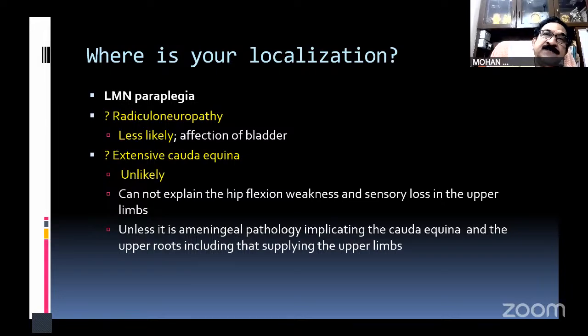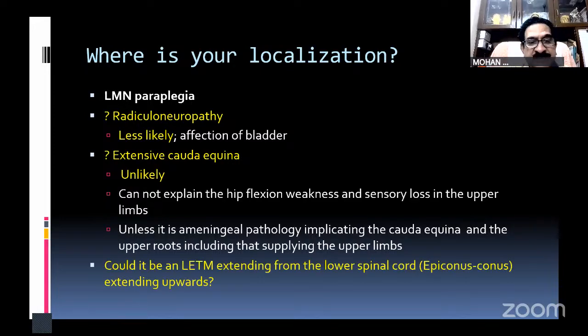So then the other possibility is meningeal pathology implicating the cauda equina and spreading upward, implicating not only the caudal roots but also the thoracic roots, above L1. That also can produce this kind of phenomenon, LMN paraplegia with bladder involvement. Radiculopathy not only confined to the cauda equina, but the lesion has gone up, like a meningeal pathology. Or, as already discussed, one possibility of LETM, extending upward from the lower spinal cord. It can also produce exactly like an extensive cauda equina lesion.